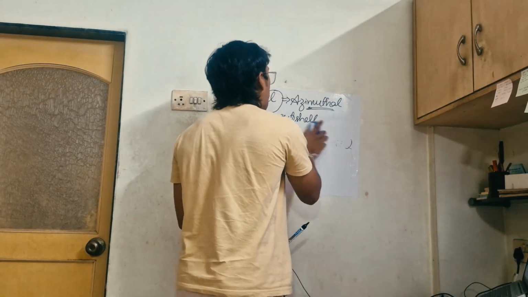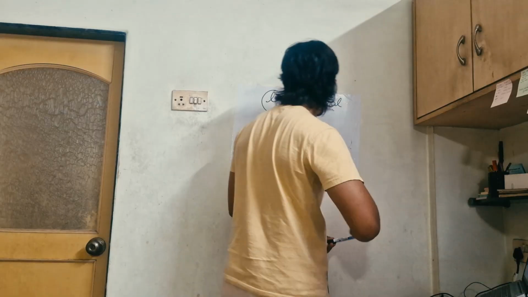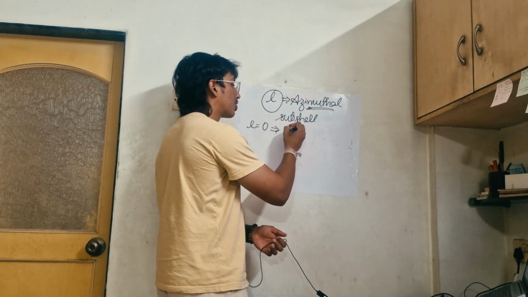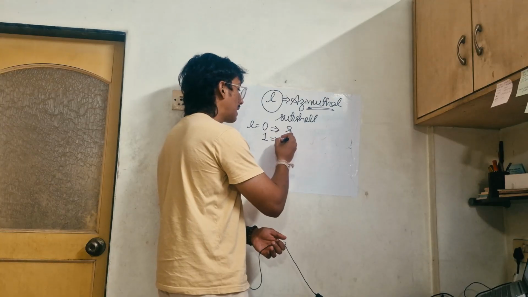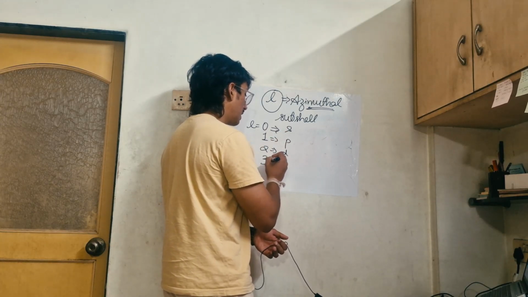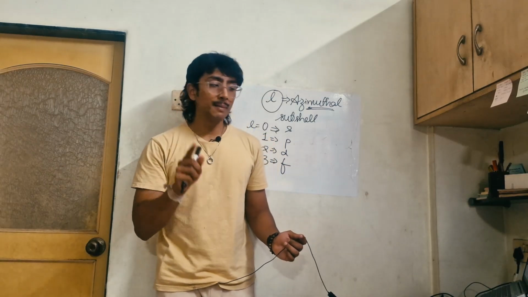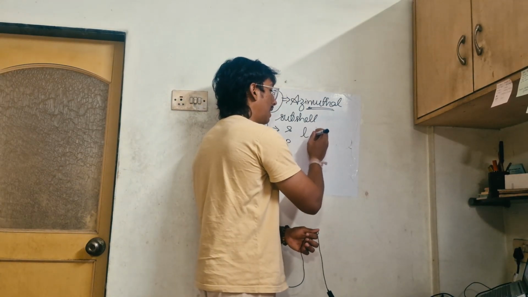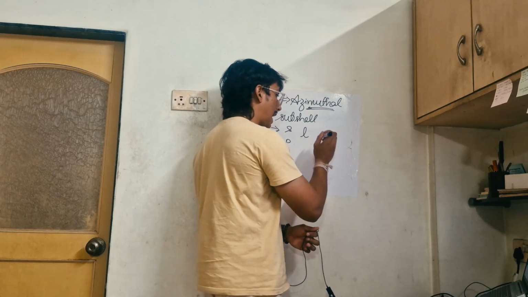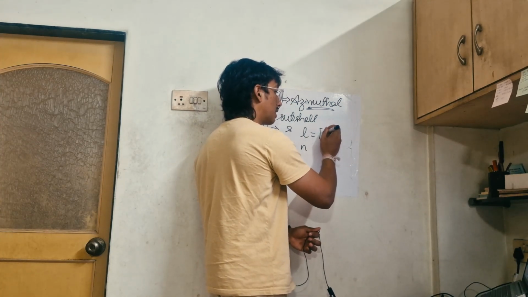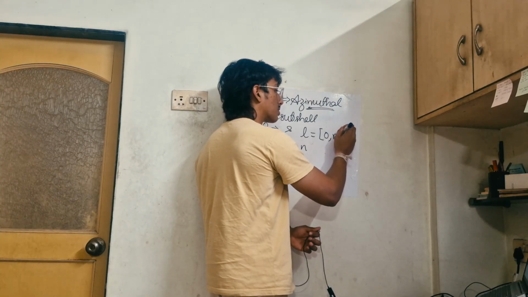So, bringing it back to the idea of subshells, if my L is equal to 0, I'm dealing with an S shell. If it's 1, it's P, 2 is D, and 3 is F. Now, extremely importantly, the range of L for any given N is from 0 to N minus 1.